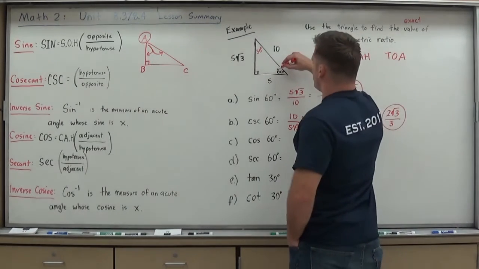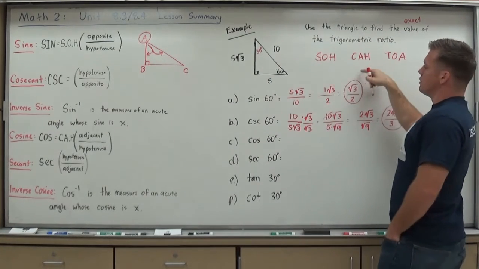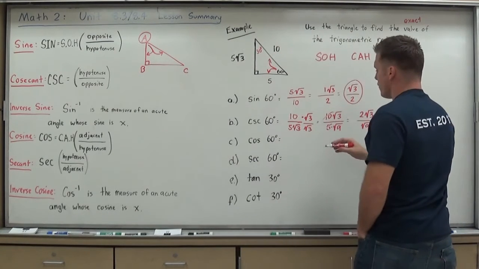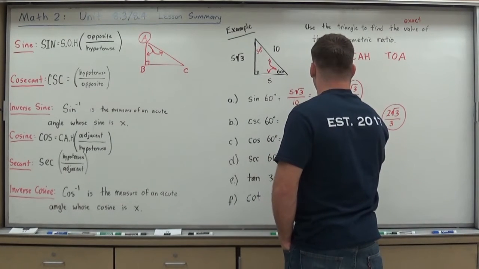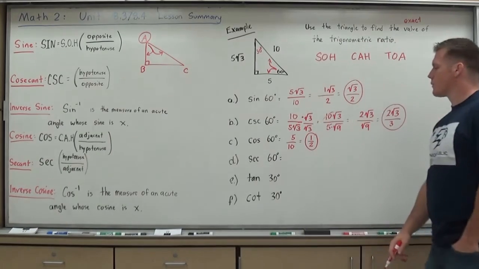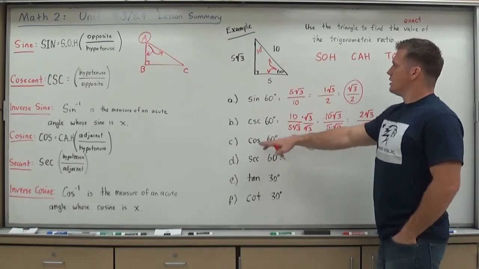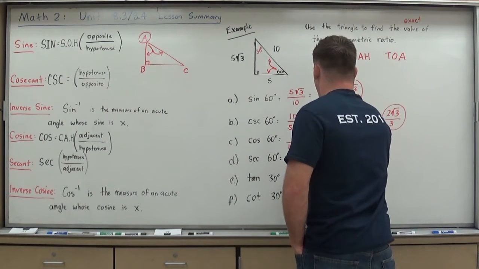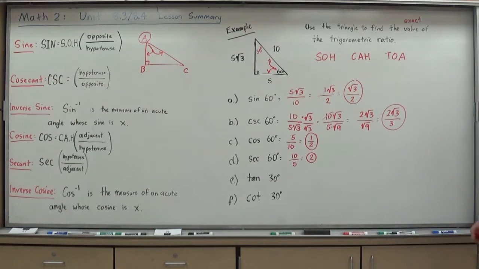Cosine of 60. Again, still using 60 as my reference angle. Cosine, CAH, adjacent over hypotenuse. So 5 over 10, which simplifies nice and easy to just 1/2. Okay, secant is our reverse of cosine. So secant of 60 should be reversed to that: hypotenuse over adjacent, which is 10 over 5, which is 2. Okay? So they really just reverse there.